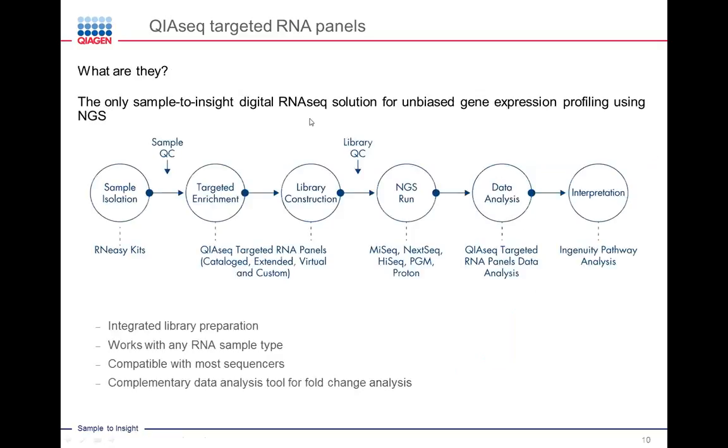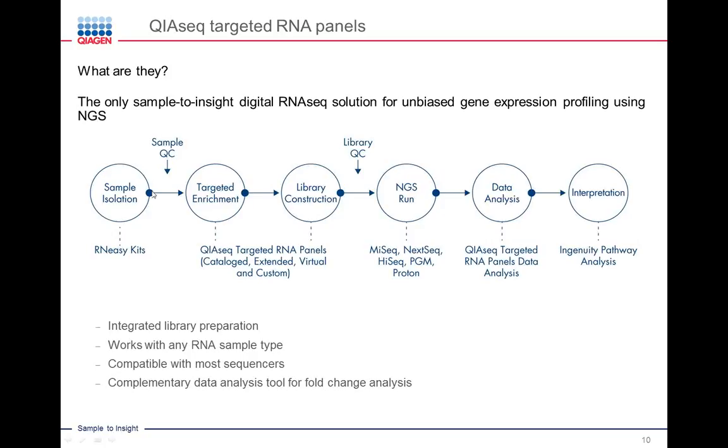So we've developed the QIASeq targeted RNA panels as the only sample to insight digital RNA sequencing solution for unbiased gene expression profiling using NGS. It's a sample to insight solution because it takes you from sample isolation all the way to not just data analysis, but also interpretation, which means if you see differentially expressed genes, now what does that mean from a biological standpoint? At the interpretation step, you can connect all these dots together and make more sense of the gene expression profiles that you're seeing in your samples.